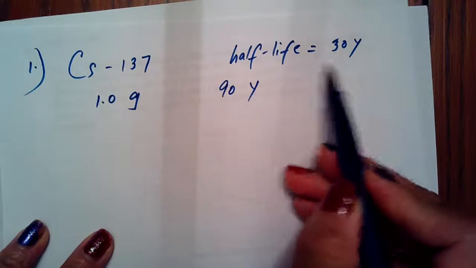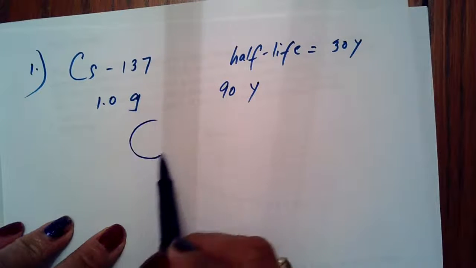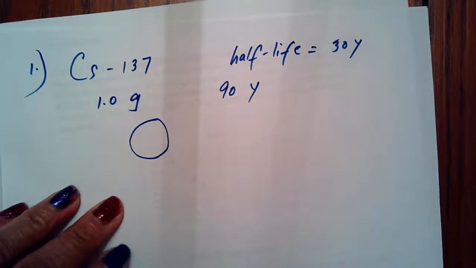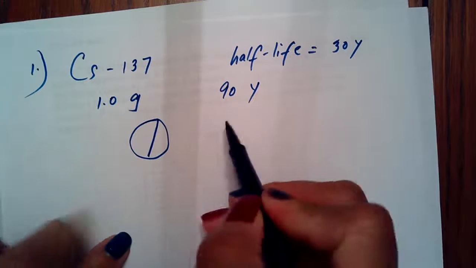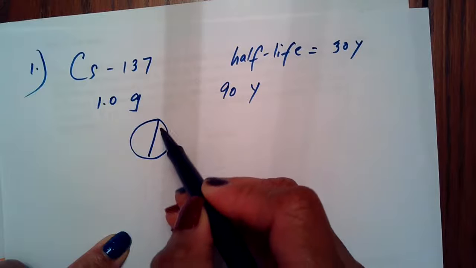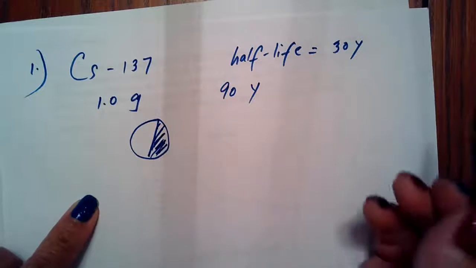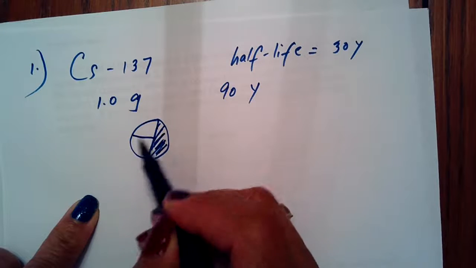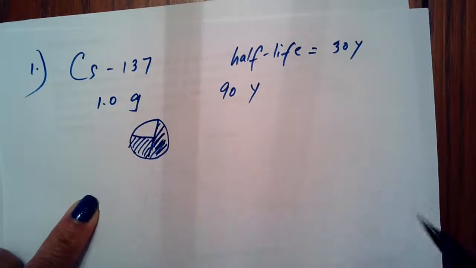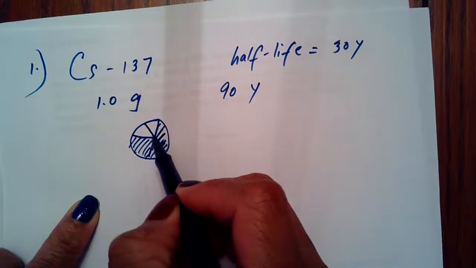Well, one half-life of cesium is 30 years. That means, let's say you have this nucleus of cesium, for half of this to decay, it will take 30 years. So let's say we've taken out half of this, so that's decayed, and that takes 30 years. And then another 30 years for this to decay, so that would be 60 years already. And then for 90 years, that would be another half of this.